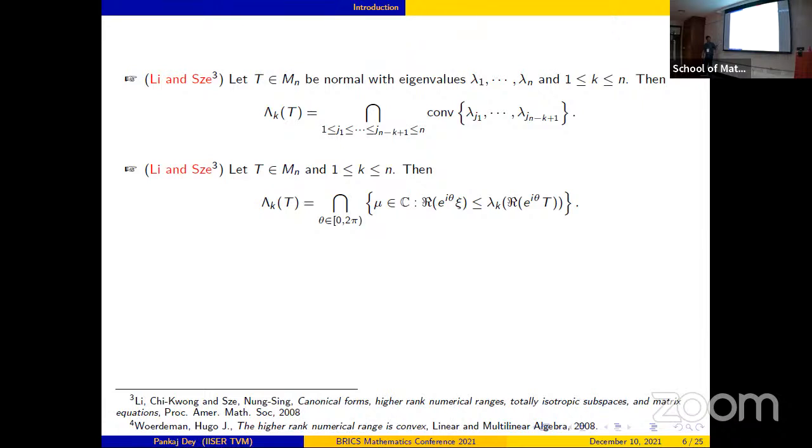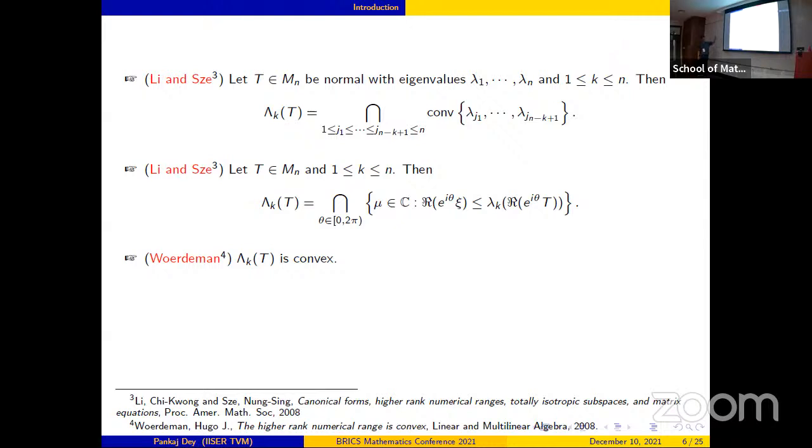And actually for a general operator, the K-rank numerical range Lambda K of T is convex, proved by Wederman. So up to this point, the theory is similar to the numerical range. Now the actual deviation occurs.